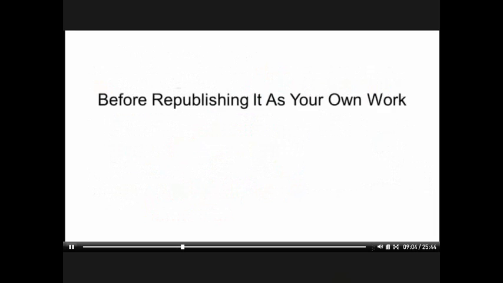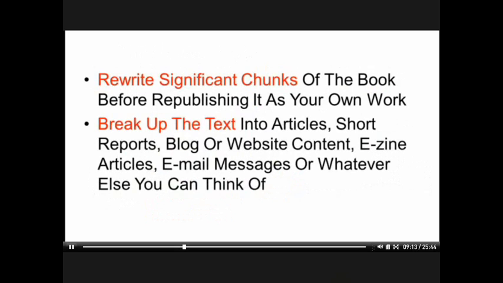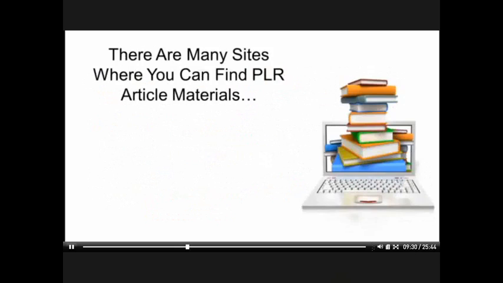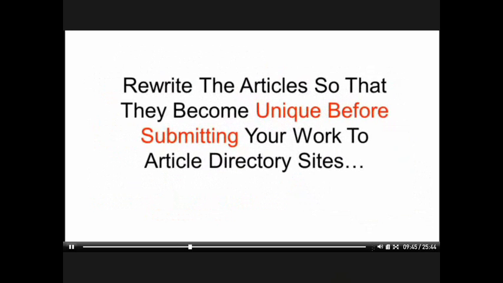On the other hand, there is nothing whatsoever to stop you rewriting significant chunks of the book before republishing it as your own work, but this is just one option. Alternatively, you might break up the text into articles, short reports, blog or website content, e-zine articles, email messages, or basically whatever else you can think of. In addition, there are many sites where you can find PLR article materials, in which case you can to an extent reverse the process by bringing these article materials together into a short report or an ebook. Optionally, you might rewrite these articles so that they become unique.